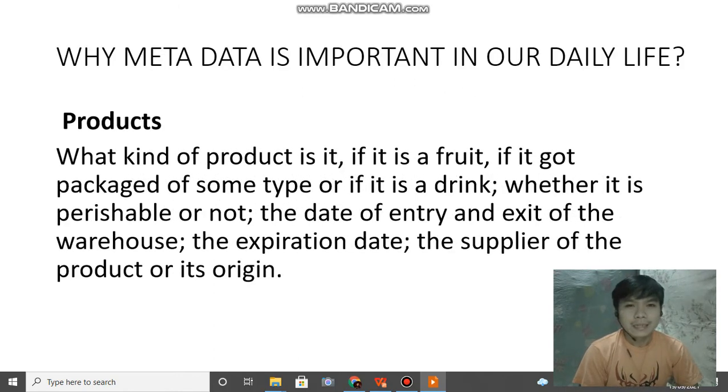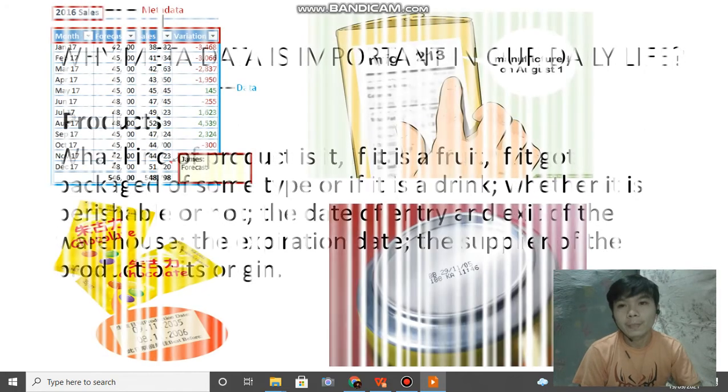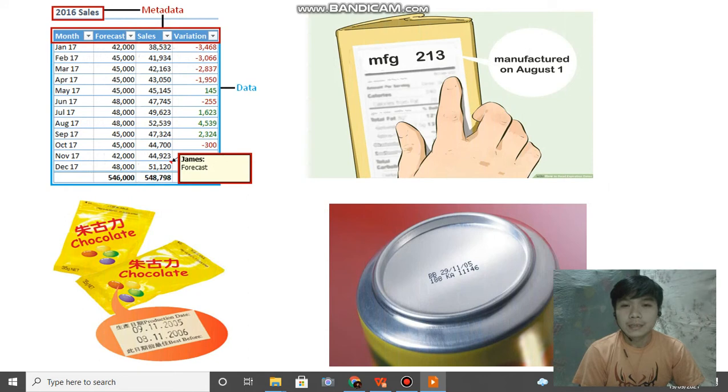So why is metadata important in our daily life? The best example is in products. You can identify the products that you buy, what kind of product it is: if it is a fruit, a package of some type, or a drink, or whether it is perishable or not. The date of entry and exit of the warehouse, the expiration date, the supplier, product, and its origin. These are some examples of metadata.